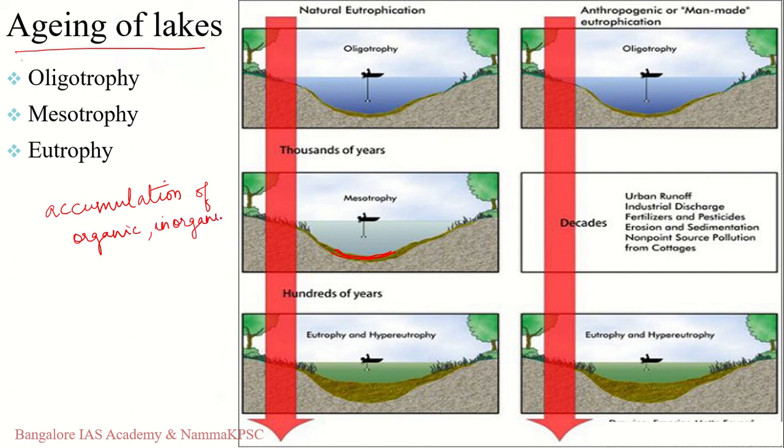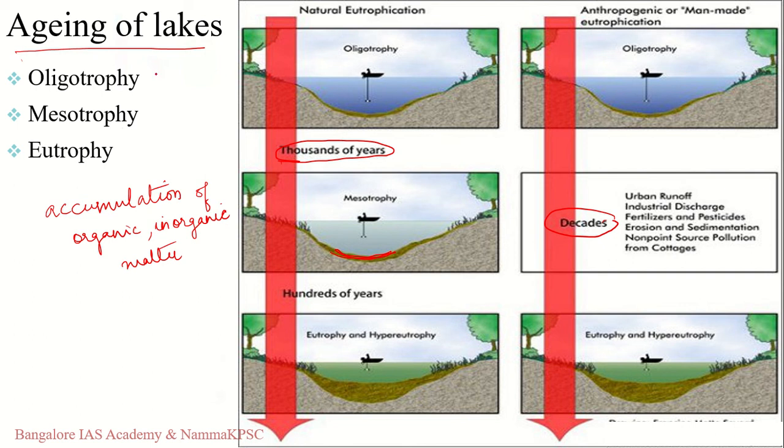However, at present, due to human activities, this process of aging of lakes, or the dying of lakes, has increased. The rate at which it takes place has been increased. That is why we see several lakes in Bangalore actually dying. Now, this is actually a natural process, but due to man-made activities, it is increasing. So, as a lake dies, it goes through three phases.